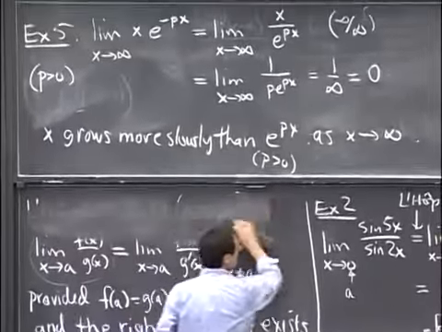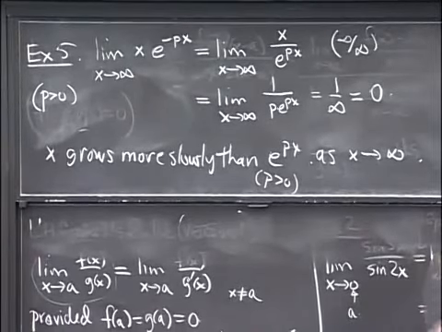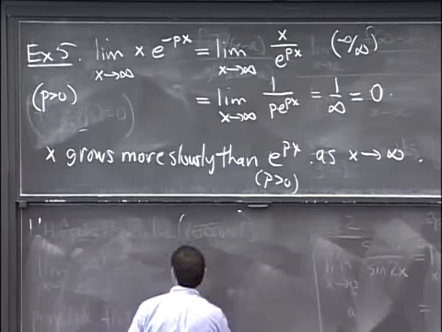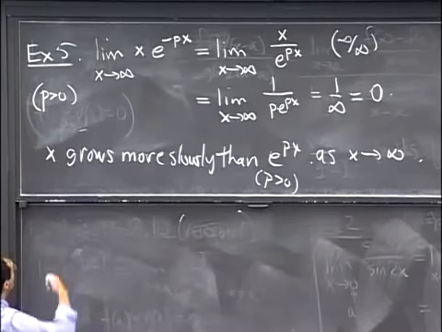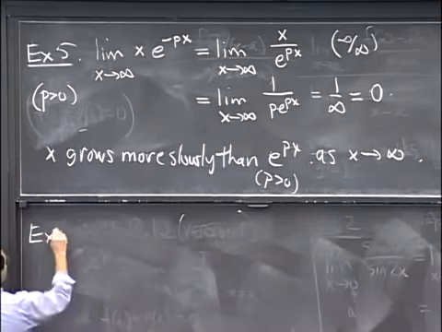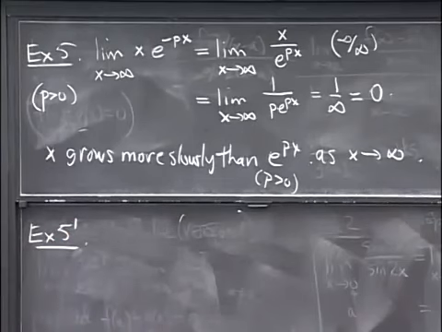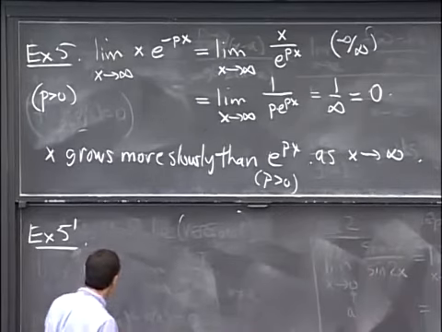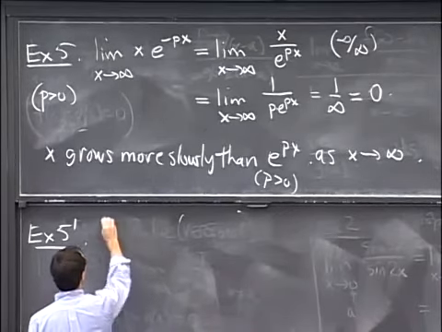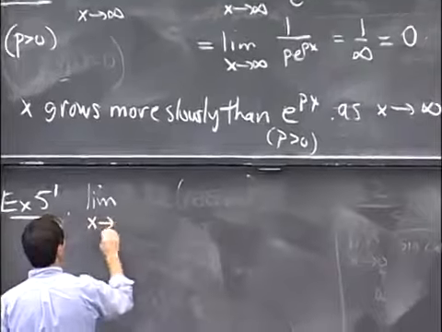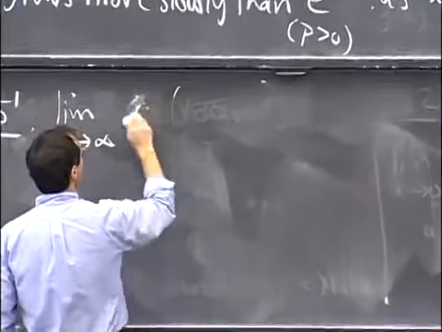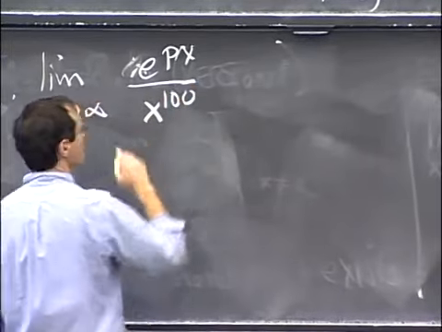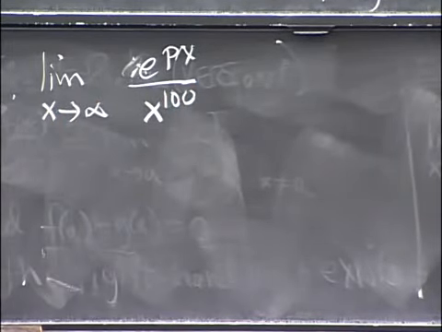All right. Let's do a variant of this. I'll do it the opposite way. So this is, I'm going to call this example 5 prime. It really doesn't give us any more information, but it gives you just a little bit more practice. So suppose I look at things the other way. E to the px divided by x to the 100 power. All right?